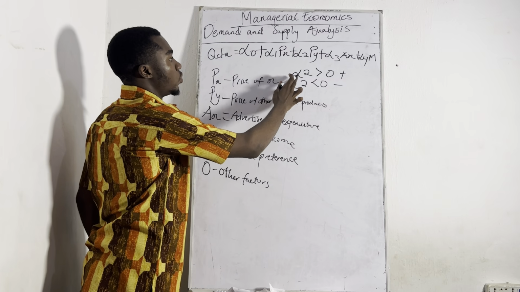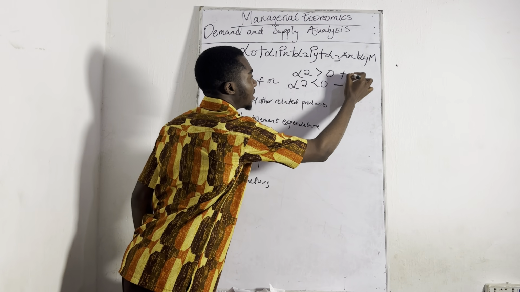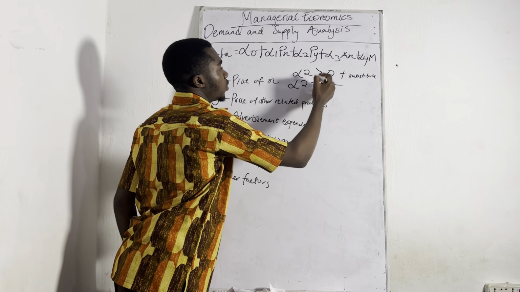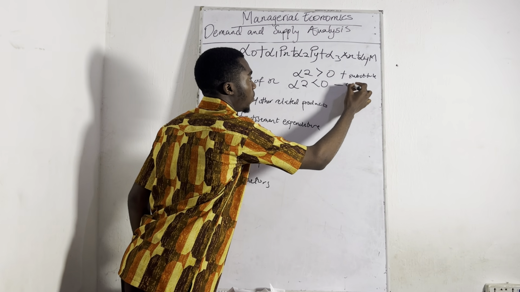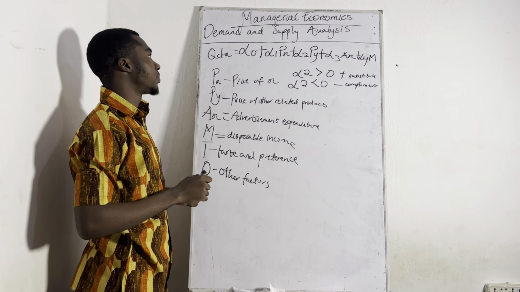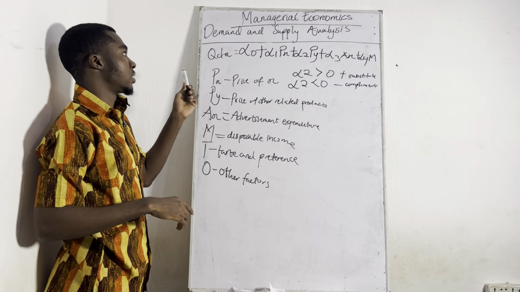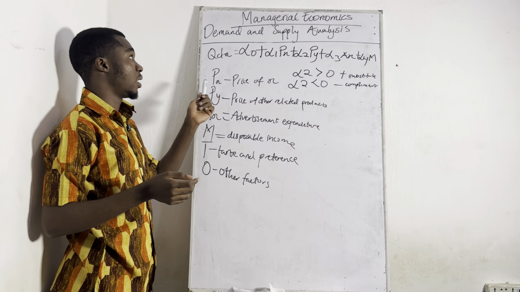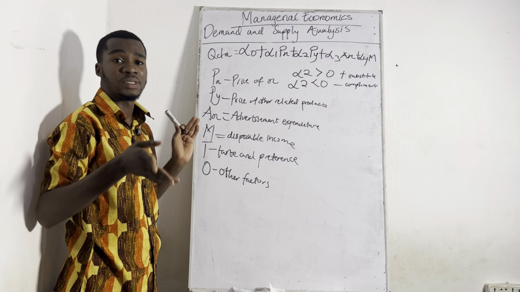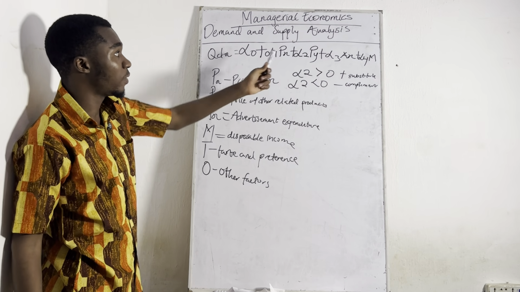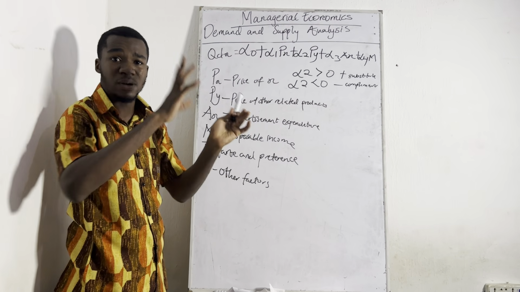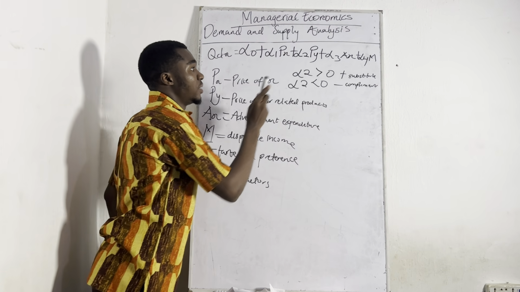Now, if your alpha 2 is greater than 0, it means that it is a substitute. If your alpha 2 is less than 0, it means that it is a complement. So don't forget. Now they've given you the quantity demanded of X. So X can be, let's say, cowbell. If X is cowbell, that means Y is any different product. But X and Y are always not the same. It means they are two different products. If your alpha 2, which is whatever is attached to the price of the different product, is greater than 0, it means it's a substitute.